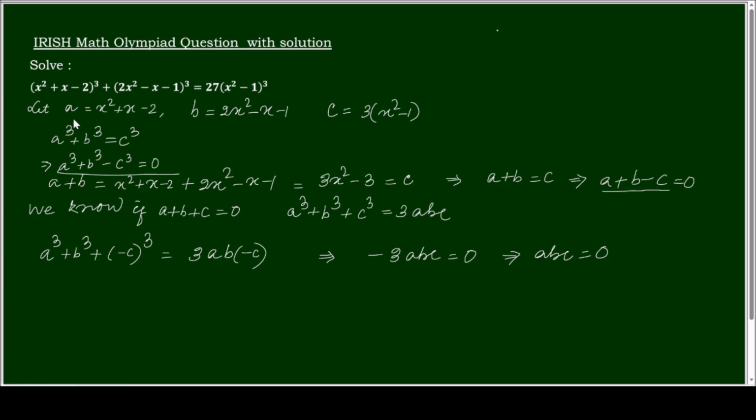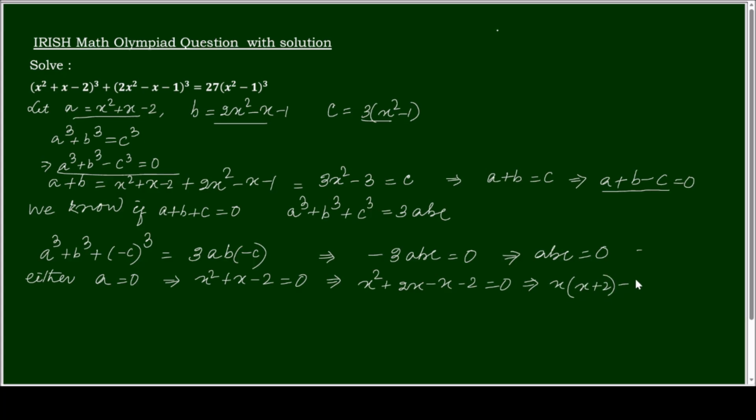What is a? A is what we have taken here. So from this condition we can write either a is 0, that means x square plus x minus 2 is 0, or this is x square plus 2x minus x minus 2 is 0, or taking x common, x plus 2, minus 1 taking common, x plus 2 is 0, or that is x plus 2 into x minus 1 is 0. That means x equals minus 2 and 1.